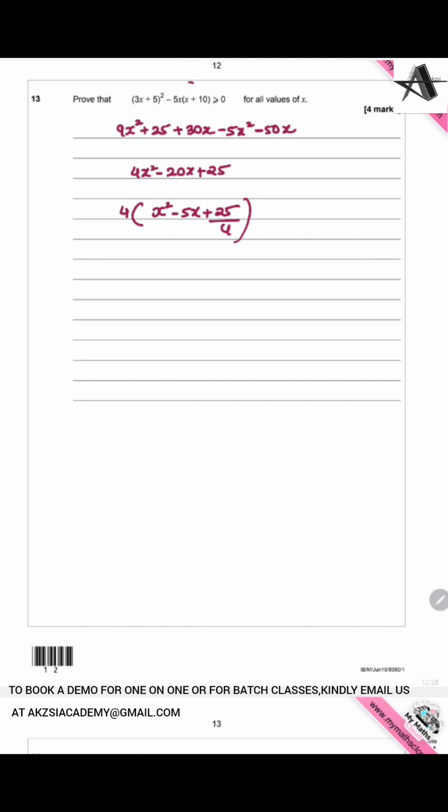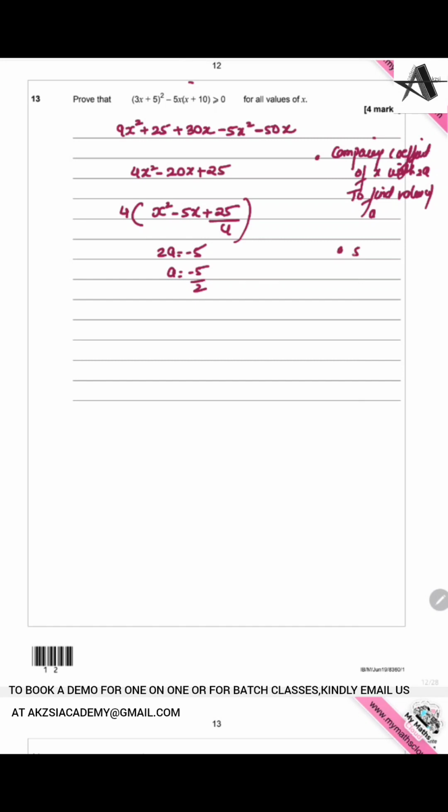Now, we need to compare this middle part to 2a. So that is coefficient of x as 2a. After taking out the number as common, what I am doing is comparing the coefficient of x with 2a. So here 2a is equal to negative 5, so a is negative 5 over 2. Why did we do this? To find the value of a.